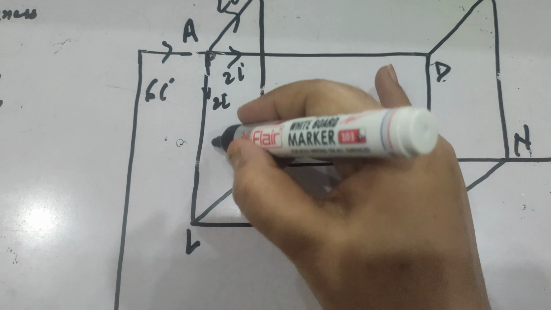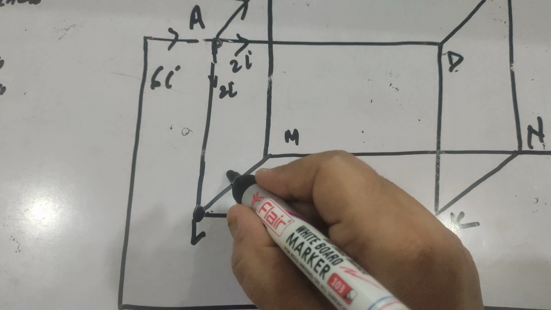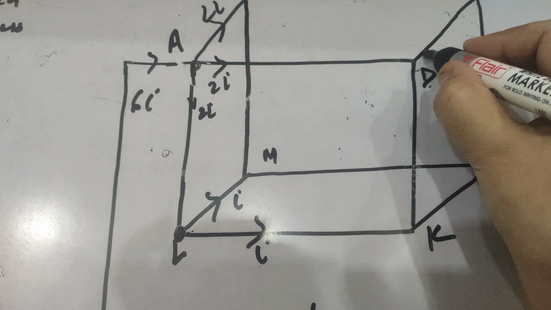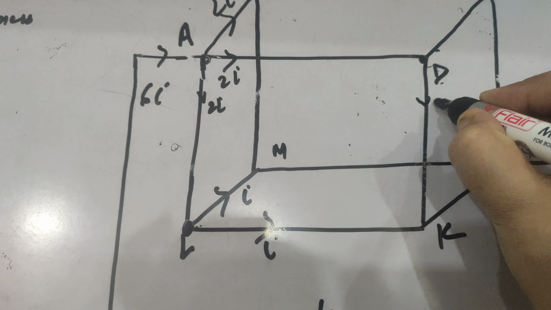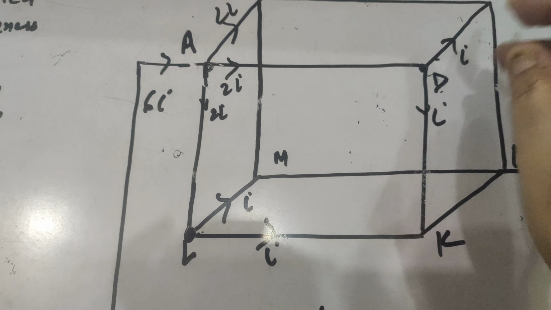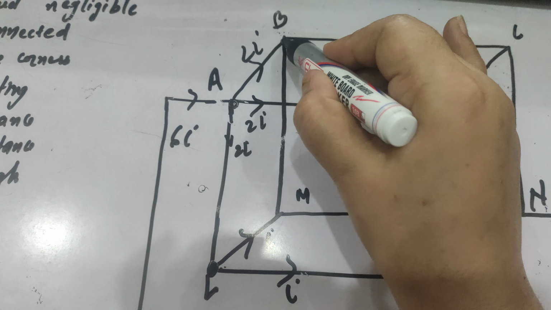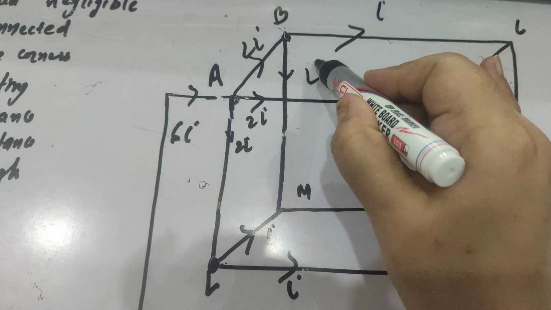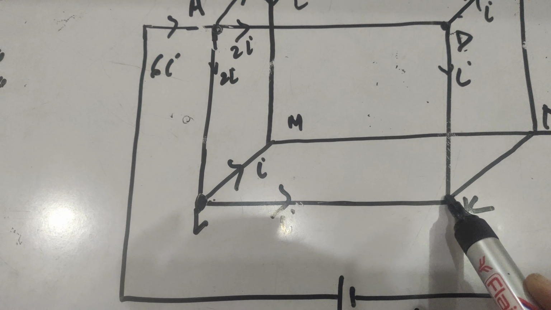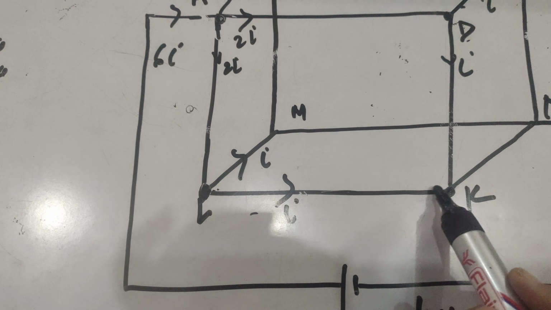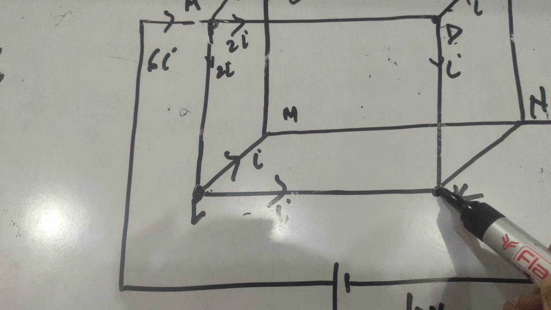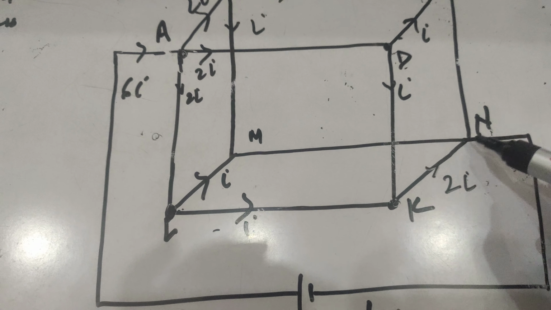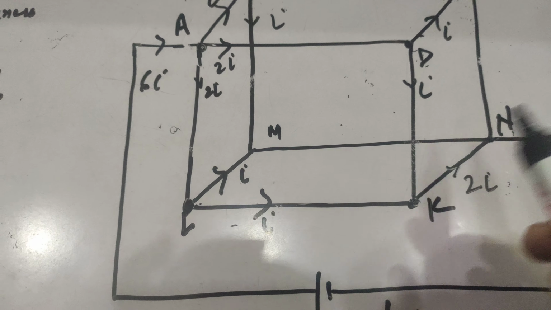Now this 2I current at this point will be divided into I and I. Similarly, this 2I current at this point should be divided into equal currents I and I. And similarly, this 2I at point B should be divided into 2 parts, I and I. Right? Now coming to this junction K, this current I and this current I, when they meet, give the resultant current 2I. It means that in this arm the current 2I is flowing and entering at point N.